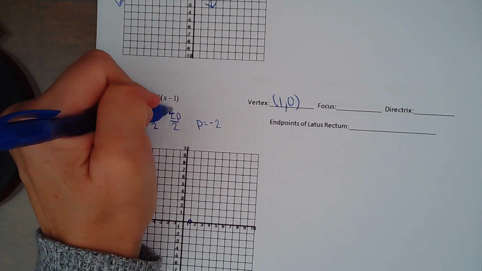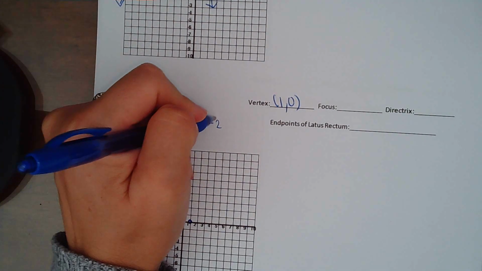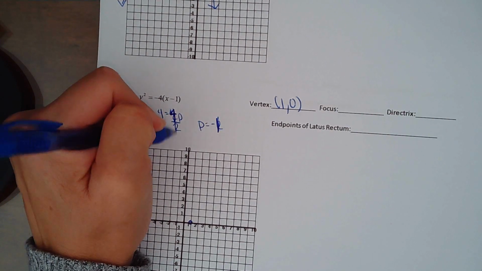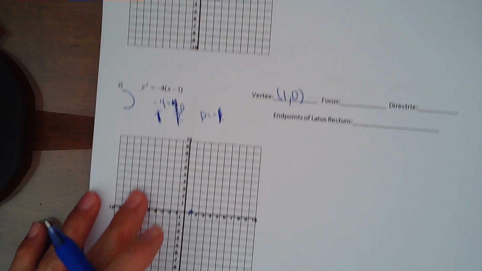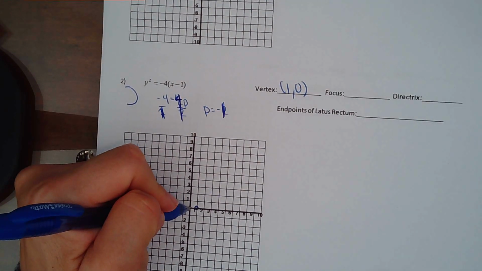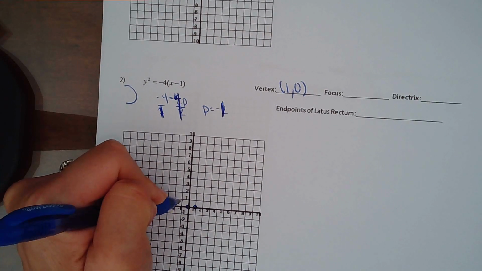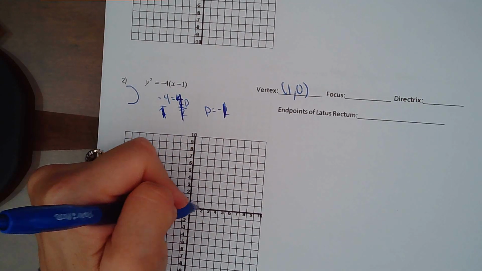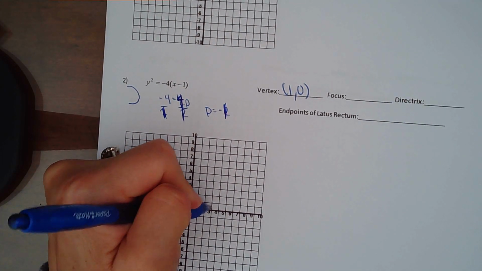Oh, sorry, I don't know why I said it equal to 2p. Sorry, which means this is equal to 1. Goodness gracious, Mrs. Black. Okay, so over 1 should be right there on our origin, and this would be our focus. And our directrix would be 1 the other way.